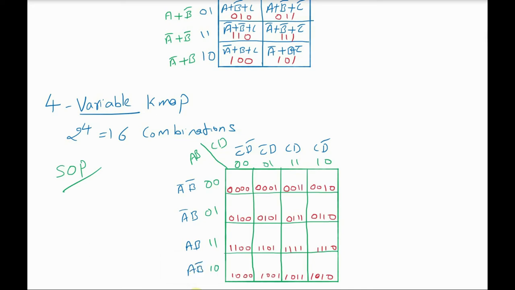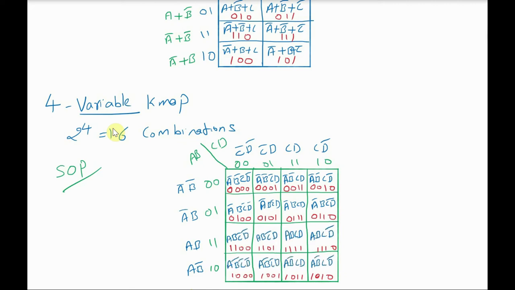If you write the value of variables, it is A bar B bar C bar D bar, A bar B bar C bar D, A bar B bar C D, A bar B bar C D bar. Next one is A bar B C D, that means A bar B C bar D bar, A bar B C bar D, A bar B C D, A bar B C D bar. Similarly, we can write all our values. So, these are the cell variable values.